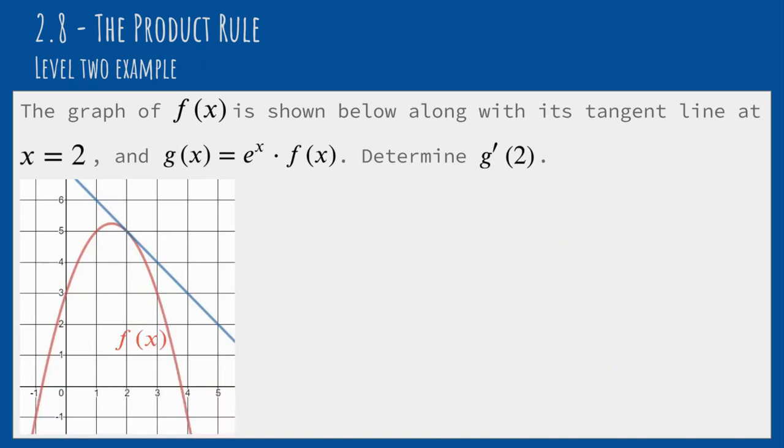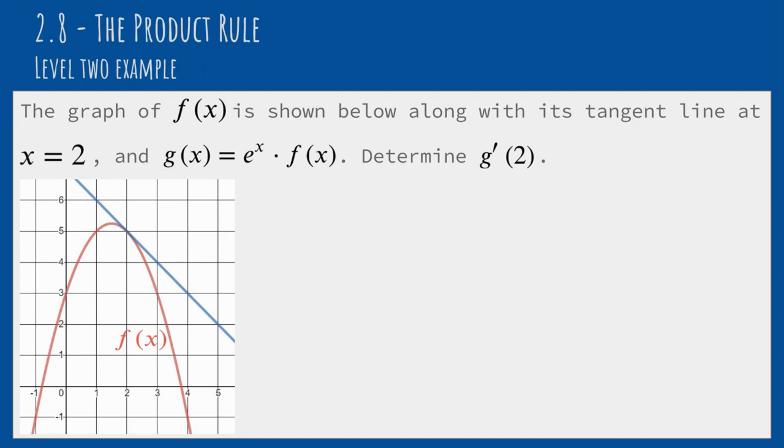In our second example here, we've got a combination now of analytic presentation, which is just the e to the x function, and graphical presentation. So g is defined as the product of e to the x and f of x, and we want to find g prime of 2.